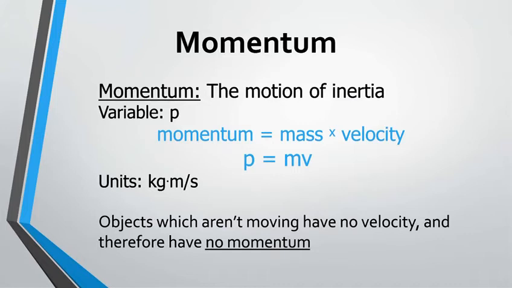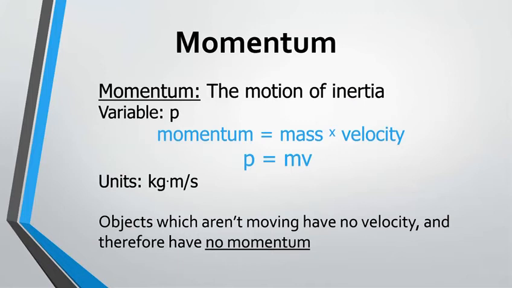If two objects are moving with the same velocity, then the object having more mass will have more momentum. And in the second case, if two objects have the same mass but are moving with different velocities, then the object moving with higher velocity will have more momentum and the other one will have less. One important thing is that objects which are not moving, means they are at rest, have no velocity. Velocity will be zero, so the momentum will also be equal to zero.